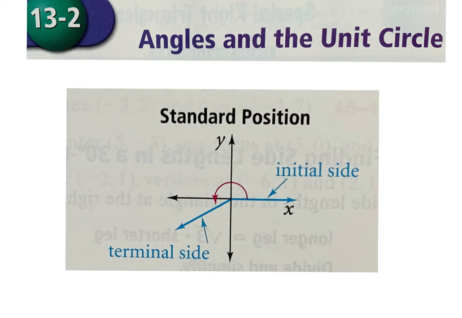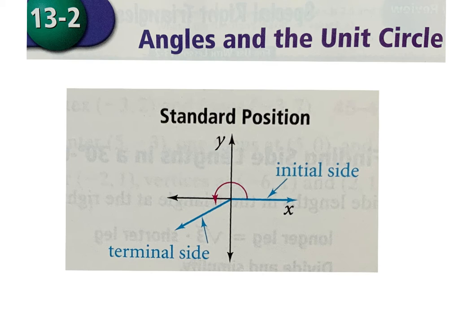Angles in the unit circle. So a couple of terms here that you need to know. Standard position is the first one. When the vertex is at the origin, that is 0, 0 on a coordinate plane, and one ray is on the positive x-axis.